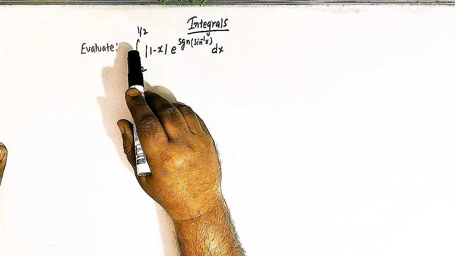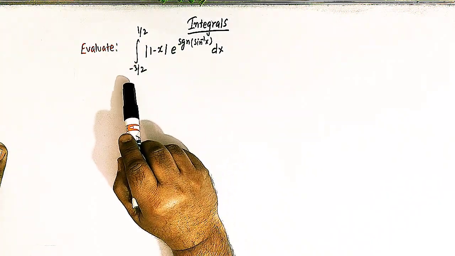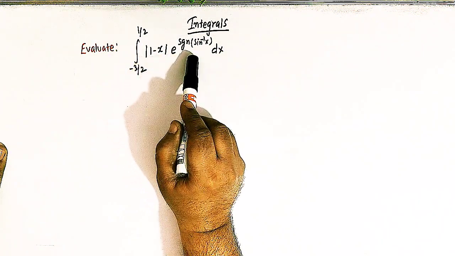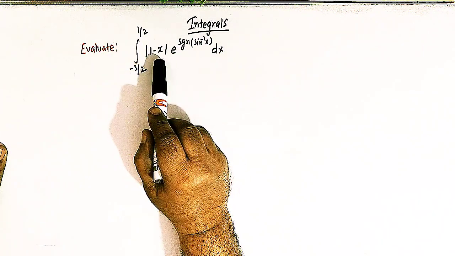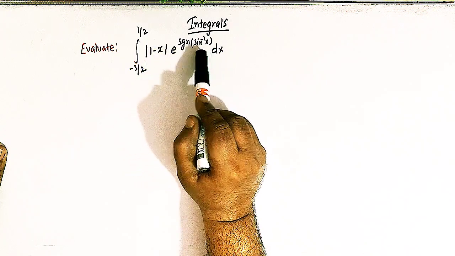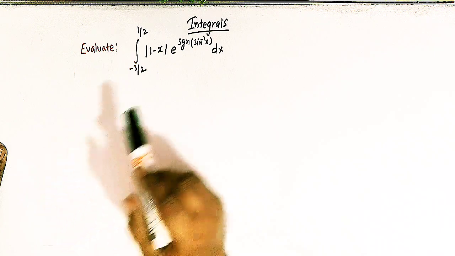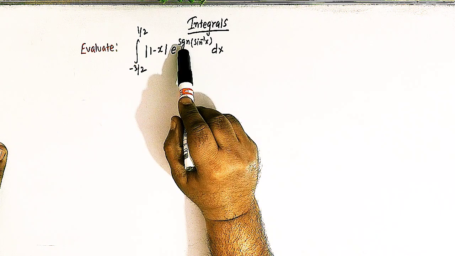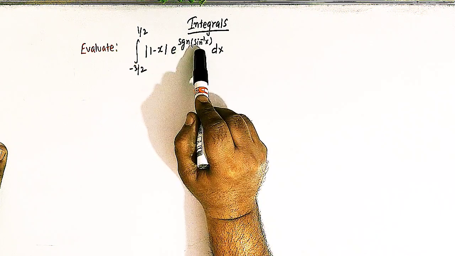So here we have to evaluate this integral from minus 3 by 2 to half, and the integrand is mod of 1 minus x times e raised to signum of sine inverse x, right? So here we see an important function inside the signum function, that is the inverse trigonometric function, right?